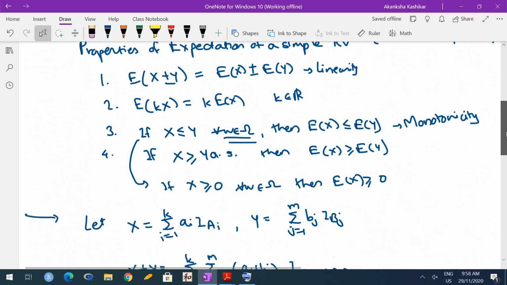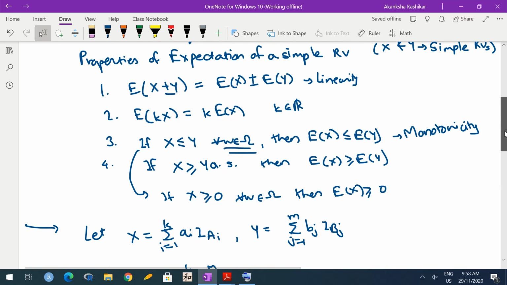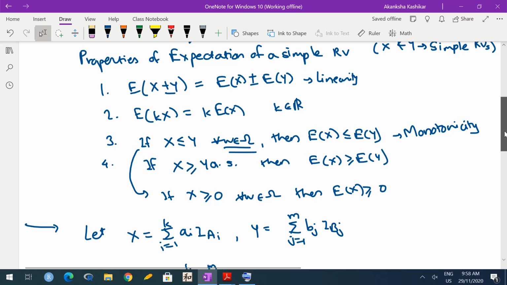You can do a similar thing for minus. The second thing is very easy, so I am leaving it as homework. Expectation of kx equals k times expected x. There is nothing to it, you have to just substitute in the formula.